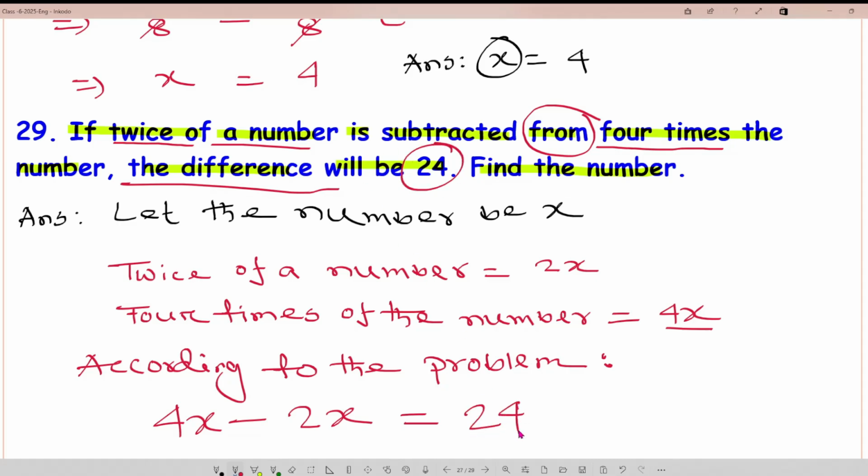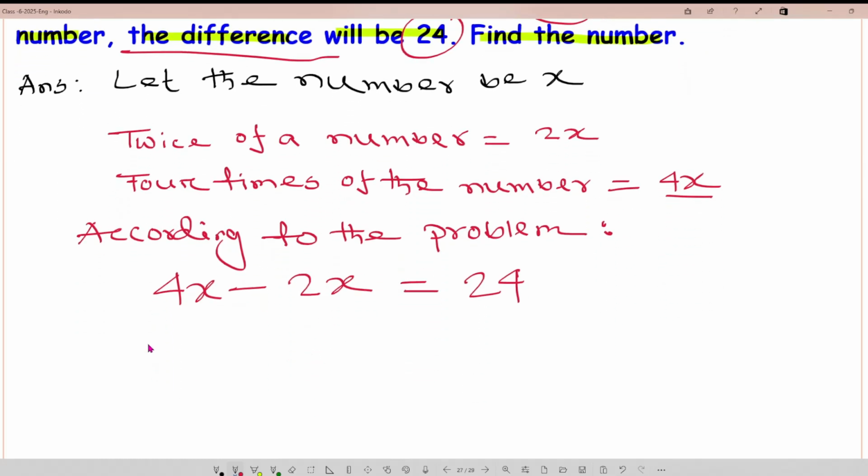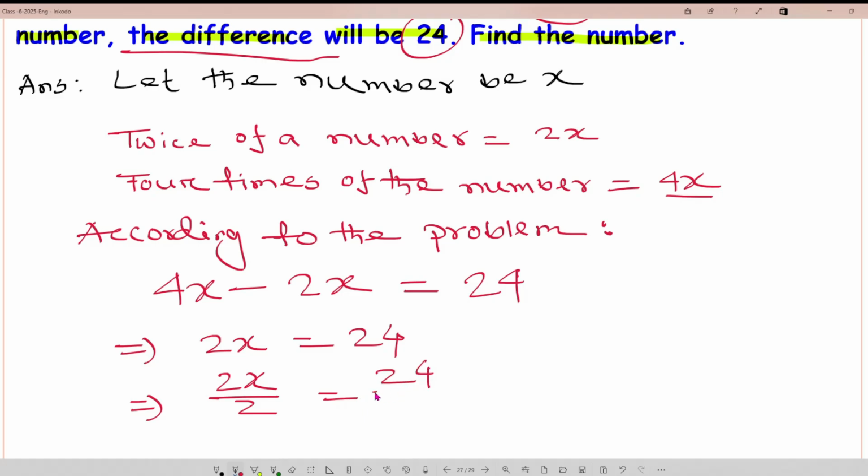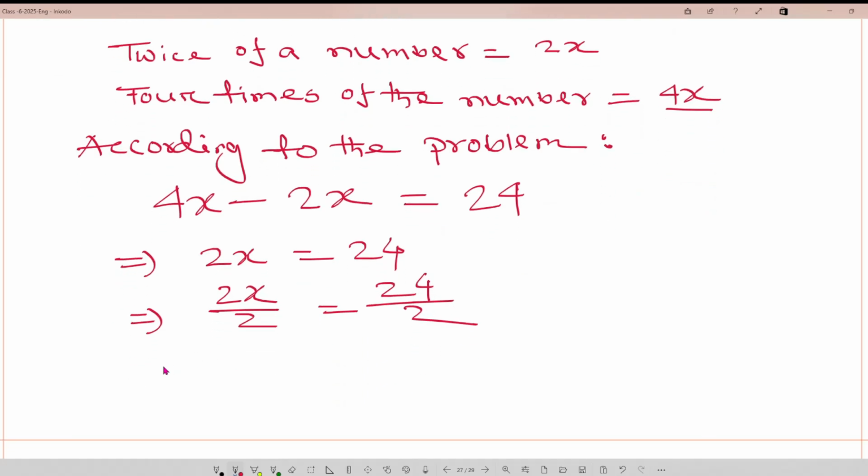So here is 24. Okay, so now it's very simple. 4x minus 2x is 2x equals 24. Then we can divide both sides by 2. So 2x divided by 2 equals 24 divided by 2, right? Now 2 and 2 cancel out, so x equals 24 by 2 is 12, right? So our answer is x equals 12.